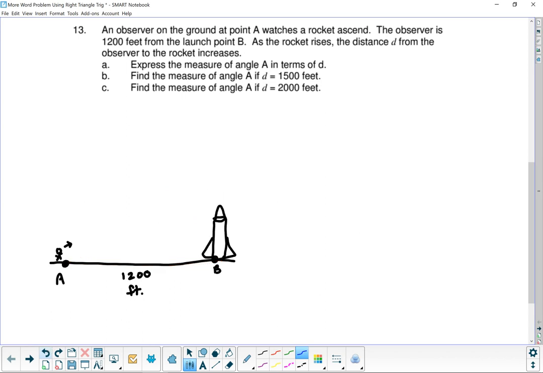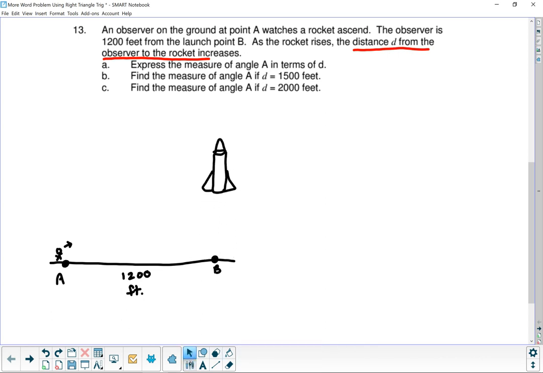Okay, so express a measure of angle A in terms of D. D is the distance from the observer to the rocket. Let's just say the rocket's about right here, so we have this triangle. From here to the rocket, that's D right there. That's 90 degrees.